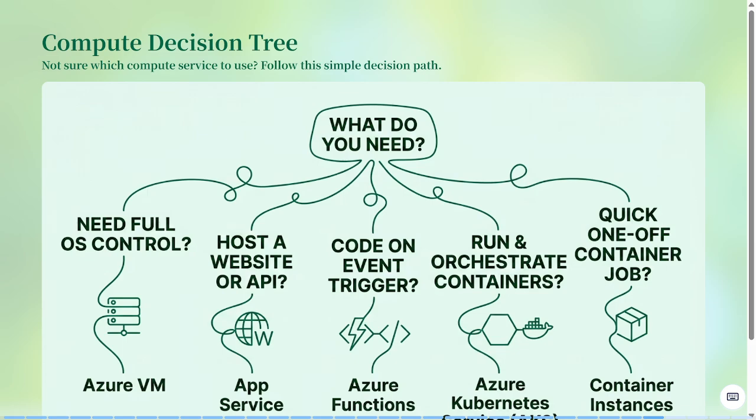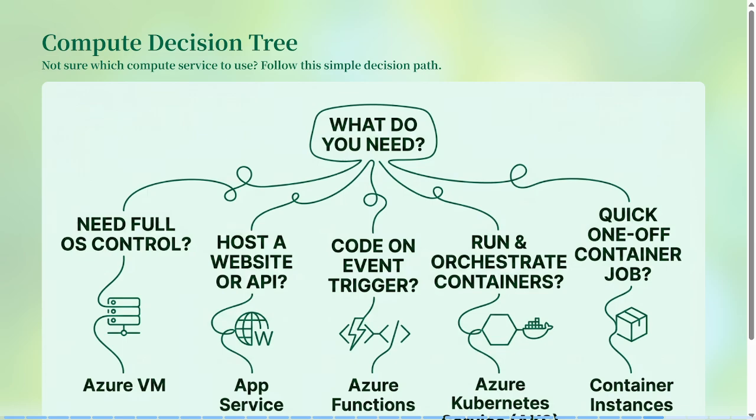Option 2, Azure Container Instances. You want to run a container quickly. You don't need orchestration. You want a simple on-demand container job. So ACI equals fast simple container execution without management overhead.